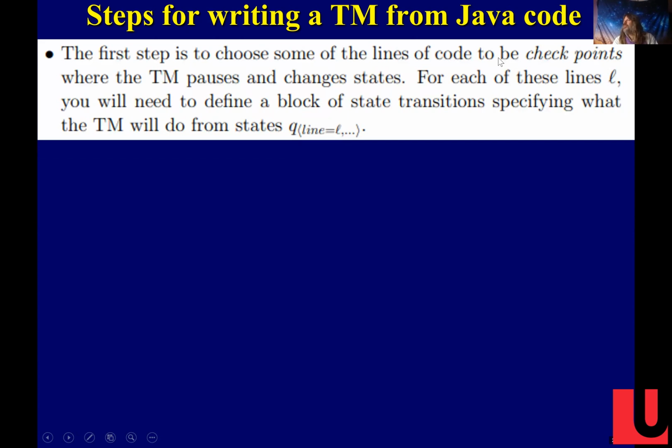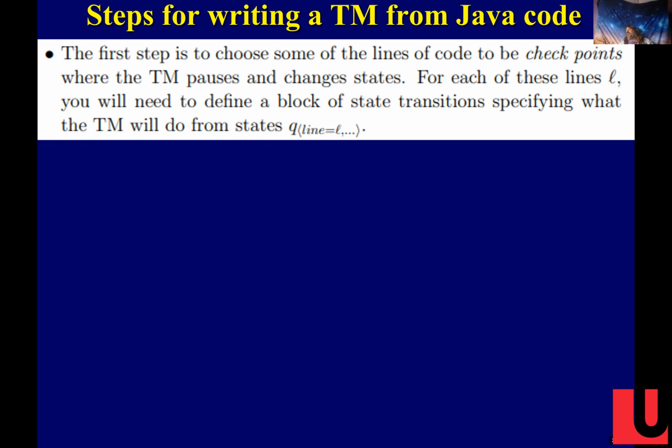And this is the part you're talking about. The first step is to choose which lines of code should be checkpoints. A checkpoint in this case is when the Turing machine is going to pause and change states, right? So it doesn't have to, and as you asked, well, where the start state is, right? Because it sort of runs even before it gets to the start state.